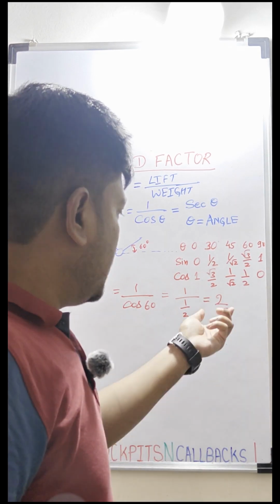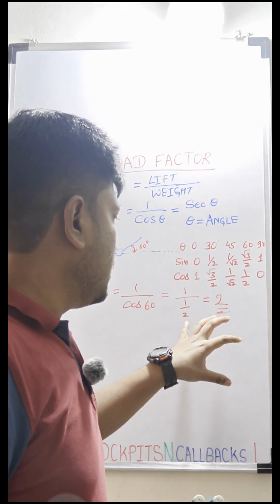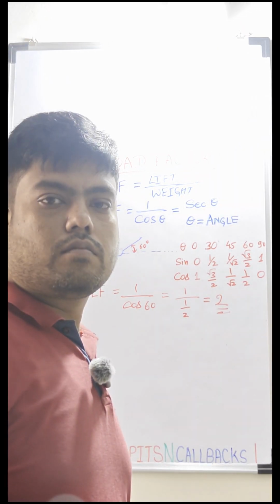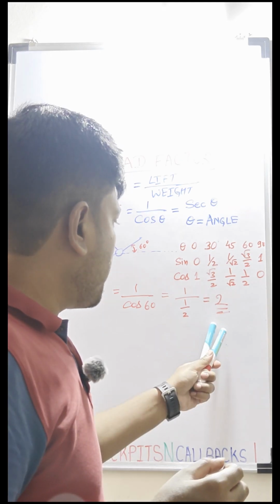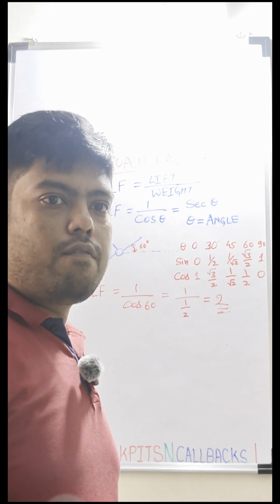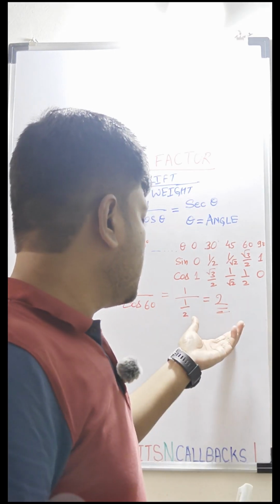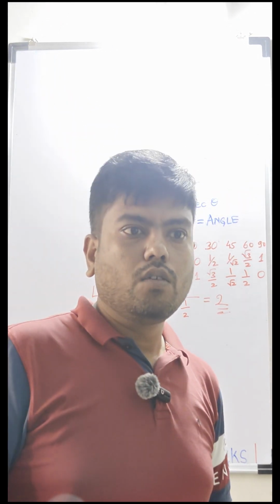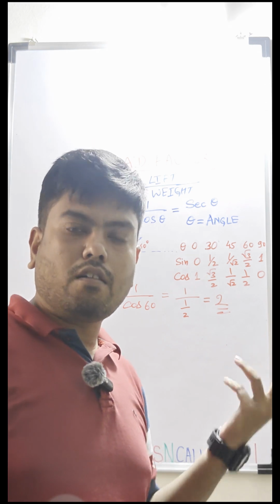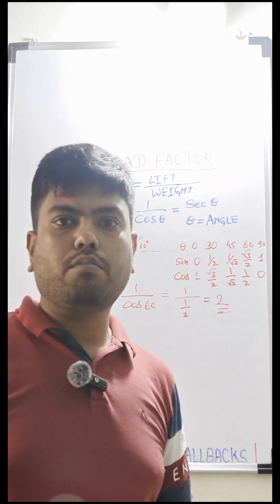Now this is a number, and I said earlier that this is dimensionless, right? I mean, there are no units to it. But how do we understand what is happening here? If I have to tell somebody, if I have to make a comparison, what does this 2 mean for the aircraft actually? So let's try to understand this from a simple example.